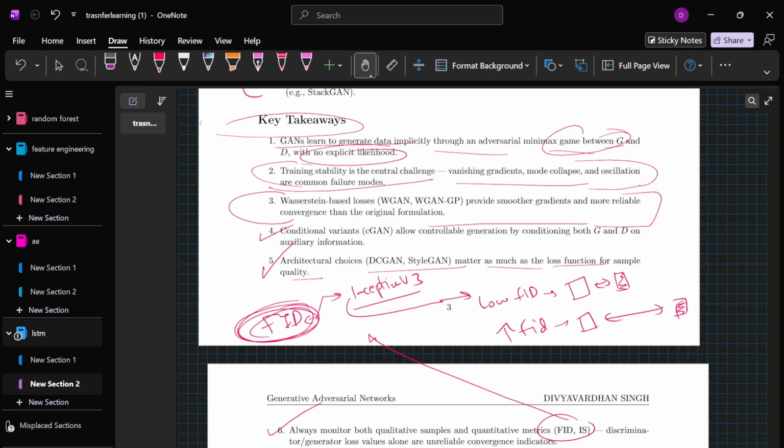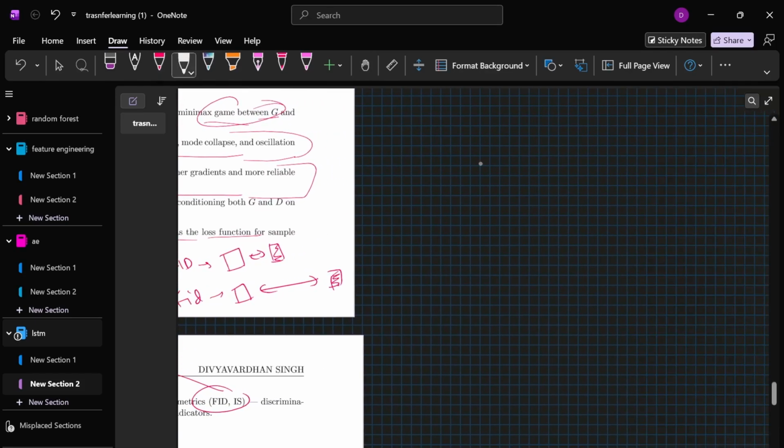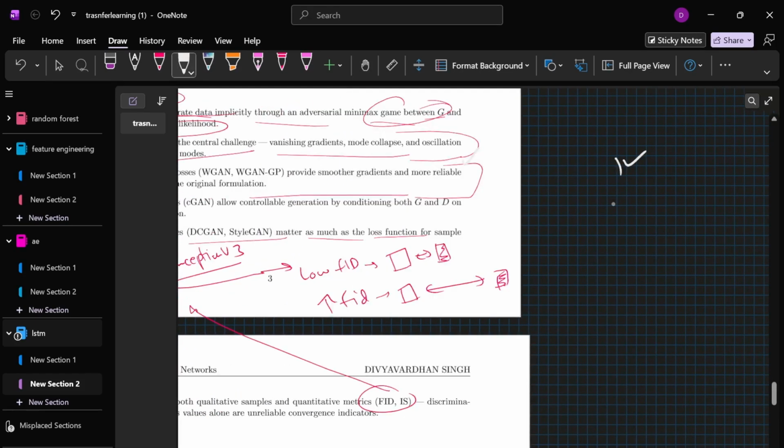Yeah, so here we have completed the basics of GANs. We'll be covering a third lecture also on GANs, and a fourth and fifth lecture also. In total, there will be 5 lectures on GANs.